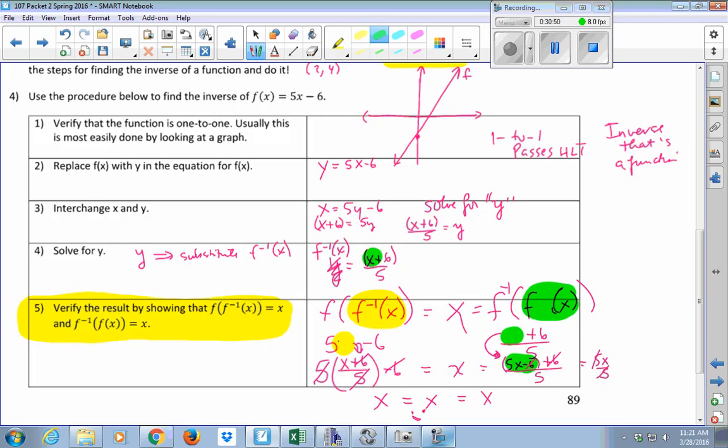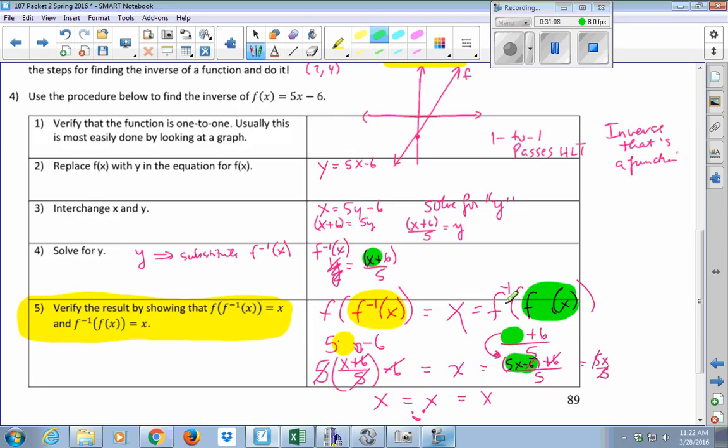Okay, so now you have proven that these two functions are inverses of each other. And that is the only way you can demonstrate, verify, or prove that two functions are inverses of each other. Hint, hint, hint. Okay, for Friday.